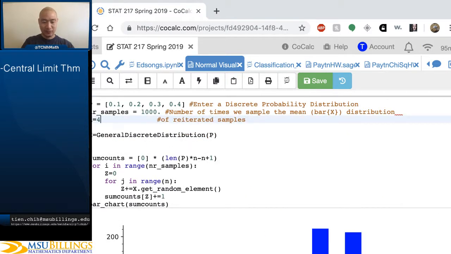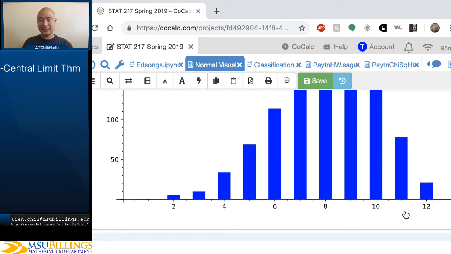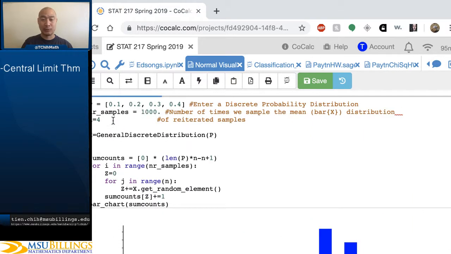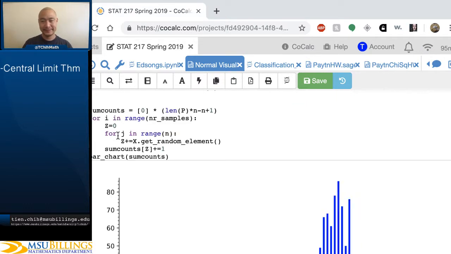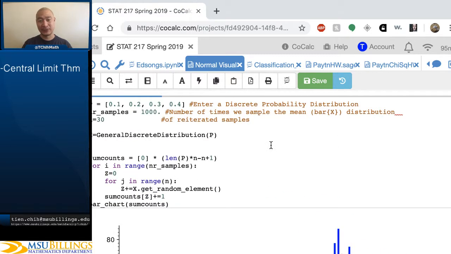Let me do 4. All right, it's still not normal. It's still tailed off here and not quite symmetric, but it gets more normal as I take more and more sums. So let's bump up to 30. Aha. That's starting to look pretty normal. 50.